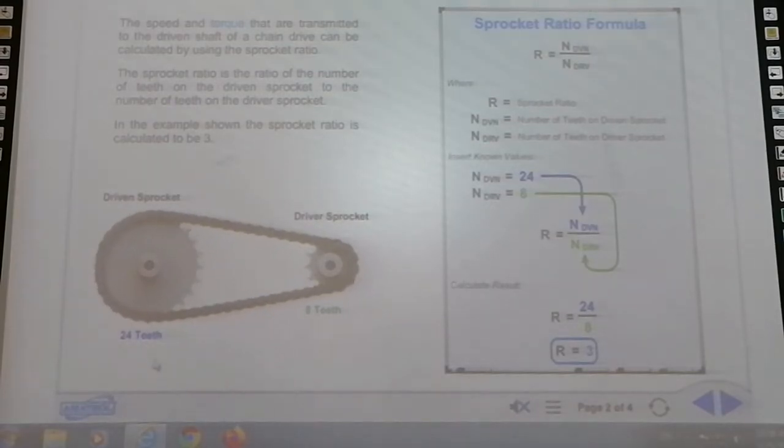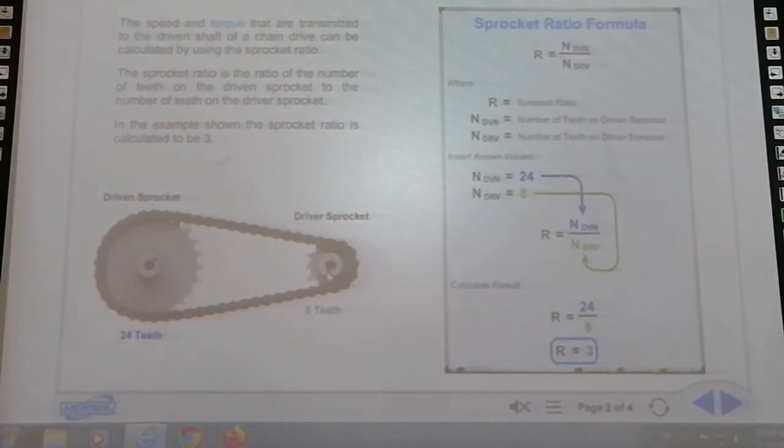Here you can see an example. The driven sprocket with 24 teeth and the driver sprocket with 8 teeth. So we will put these values in the above formula. R is equal to N dvn over N drv. So when we put here, R is equal to 24 divided by 8. So we get the sprocket teeth ratio 3. It means when the driver sprocket with 8 teeth rotates 3 times, the driven sprocket with 24 teeth rotates just 1 time, because this teeth ratio is 3:1. So this driver sprocket rotates 3 times, so the driven sprocket will complete 1 rotation.